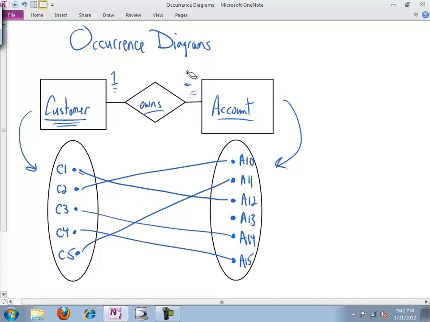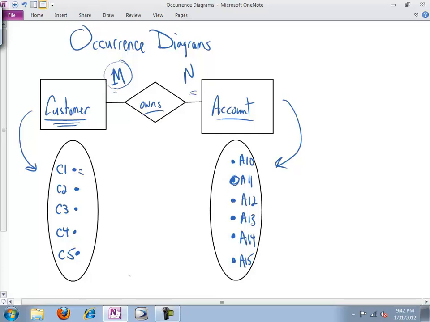Okay, now if we have many to many, that's relatively straightforward. We can have this arrangement. We can also have this arrangement. So we can have, as an example right here, account A10 is possessed by both customer 5 and by customer 1. So if we were prepared to accommodate that here, the fact that there are multiple points of departure from A11 to various customers would be just fine. Okay, so that's the basics there.